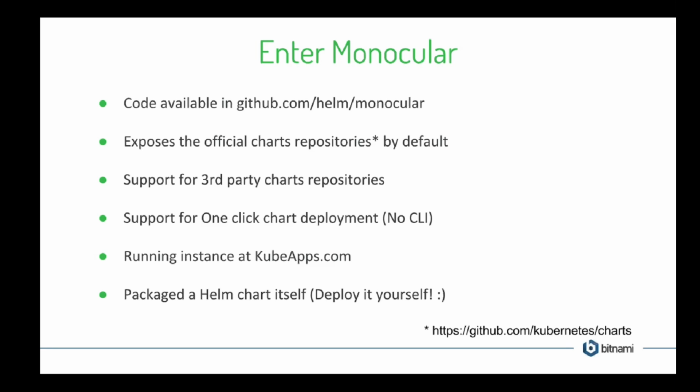You have a running instance of Monocular in cubeapps.com, but you can also run it yourself. Because it's packaged as a Helm chart, you just need to follow the instructions that Jack just showed us.